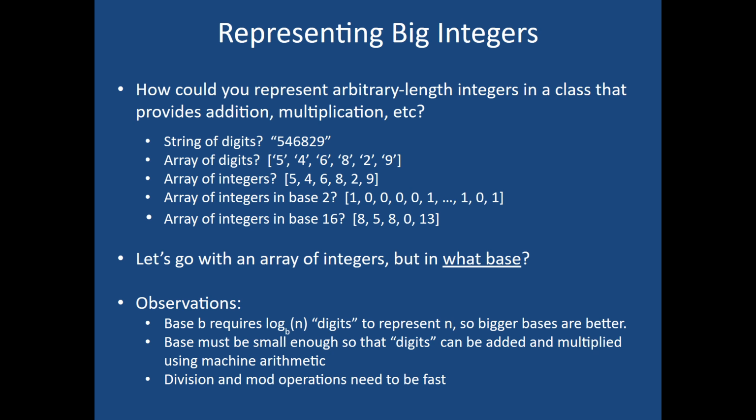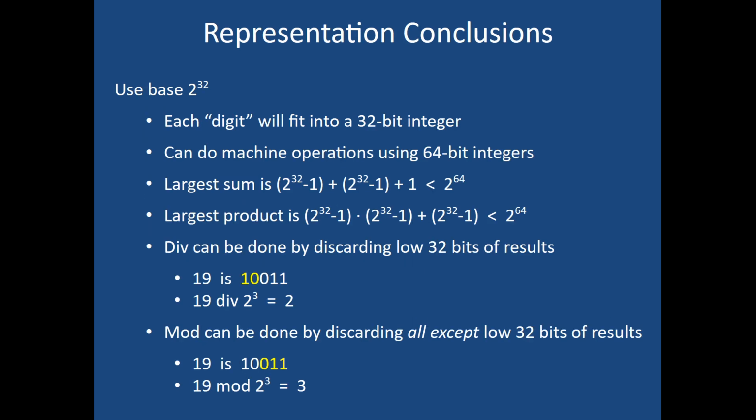Oh, and there's this one last thing. Division and mod operators need to be fast. Why is that? Where do we do division and mod? Yeah, that's how you do the addition that we were going over before. To do the addition, we had to mod by the base and divide by the base. So it's convenient if our base is a power of 2, because with powers of 2, we're just doing bit shifting and bit masking to do these mods and divisions. They're not very complicated. So let's use base 2 to the 32.